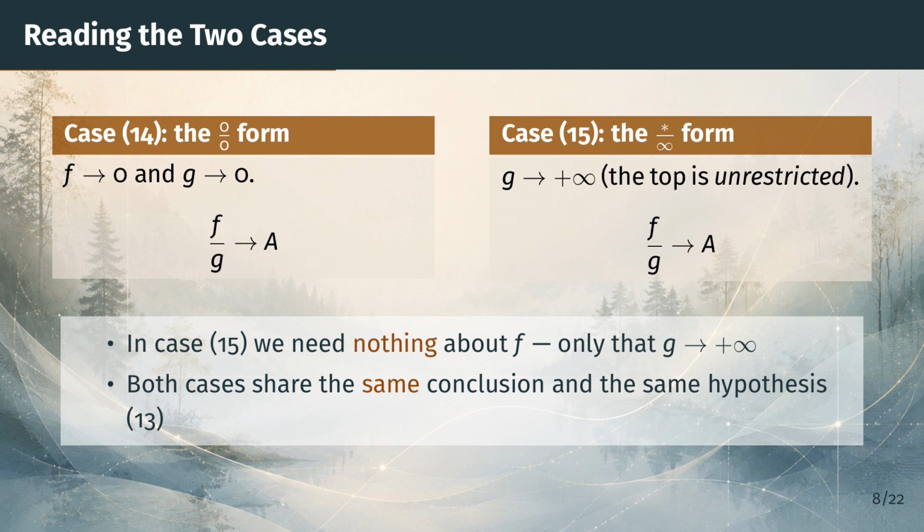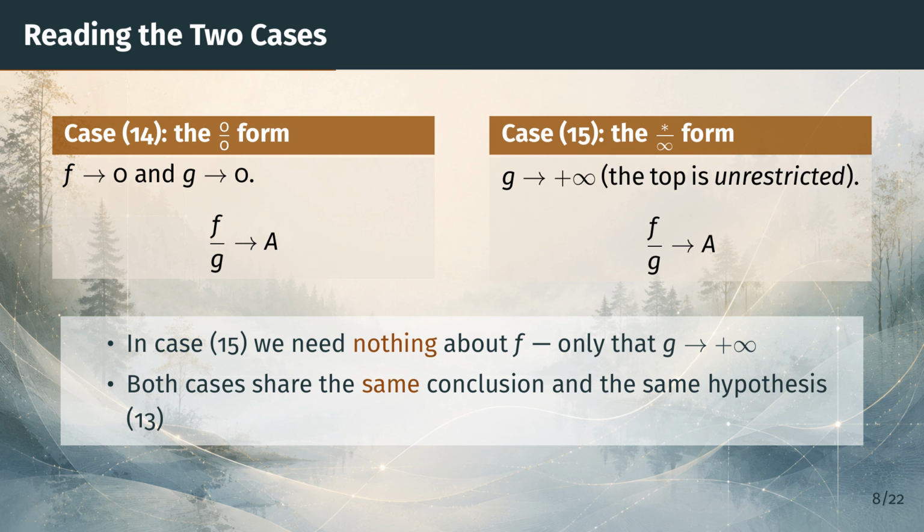Notice something surprising about the right-hand case. We assume nothing whatsoever about the numerator f. It does not have to tend to infinity, or to 0, or to anything in particular. The single assumption that the denominator blows up, combined with the hypothesis on the quotient of derivatives, is enough. Both cases deliver the same conclusion from the same key hypothesis, condition 13.